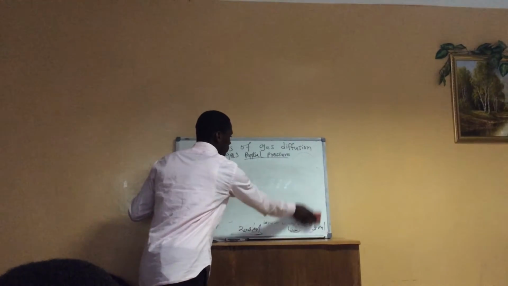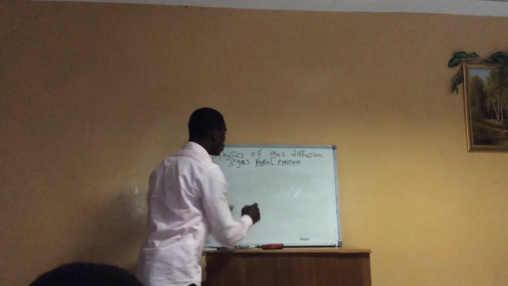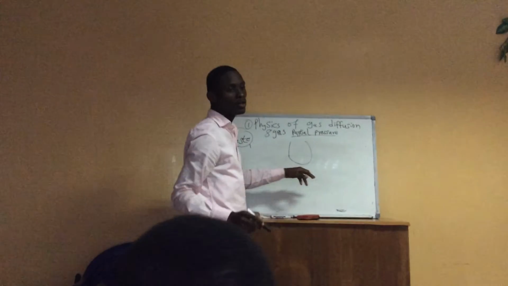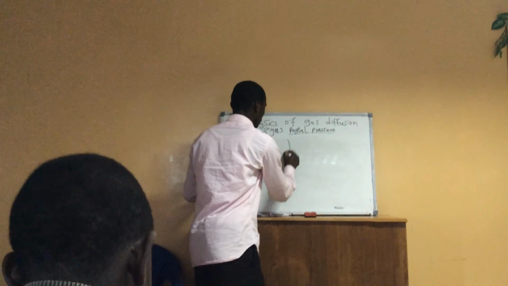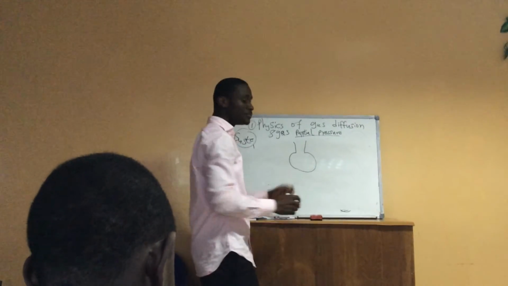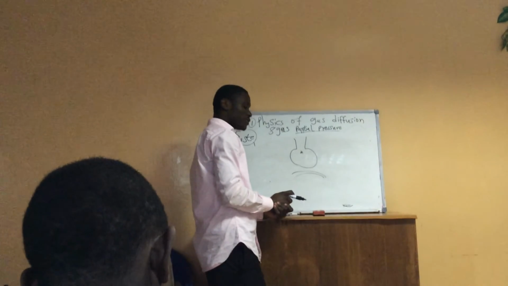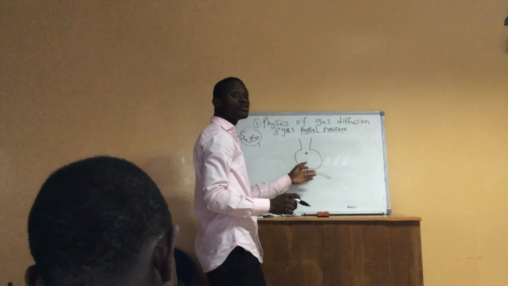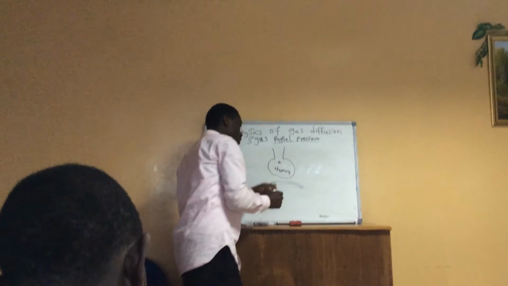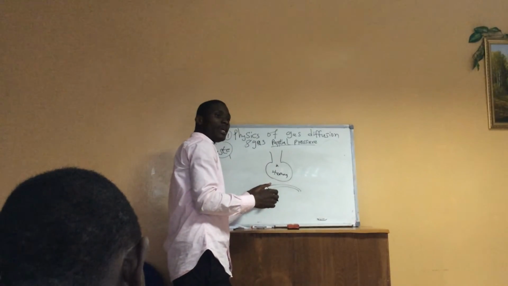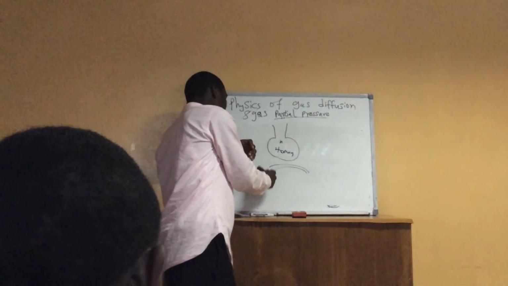Very good. Now, CO2 in the lungs, let's take this to be the alveoli. Okay, let me draw a better picture. This is the alveoli, and let's take this to be the blood vessel. Now, CO2 concentration in the alveoli is what? 40 millimeters of mercury. CO2 concentration in the blood vessel is what? In the venous, this is the venous end.